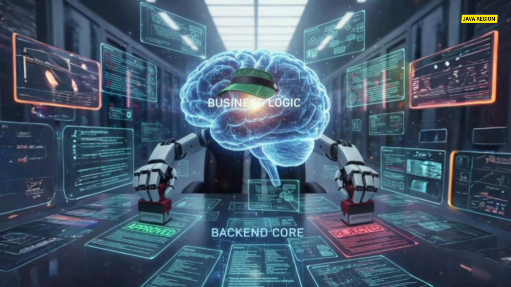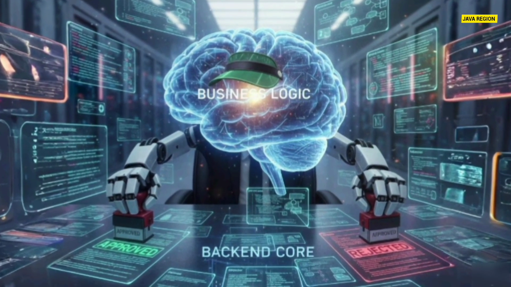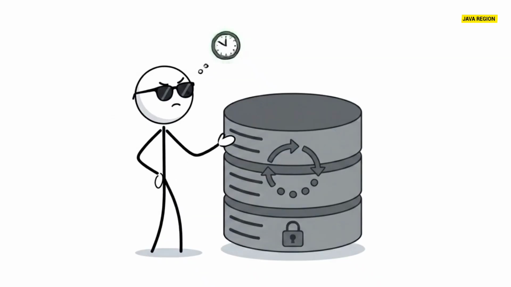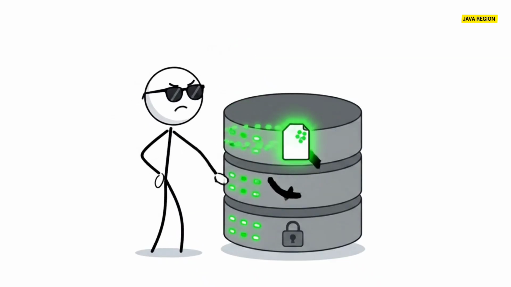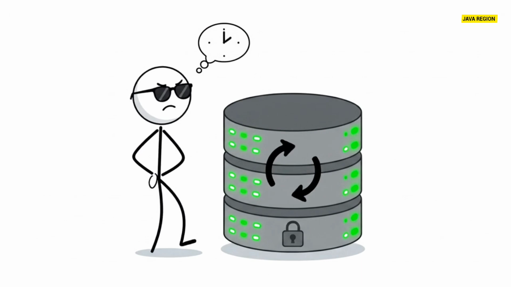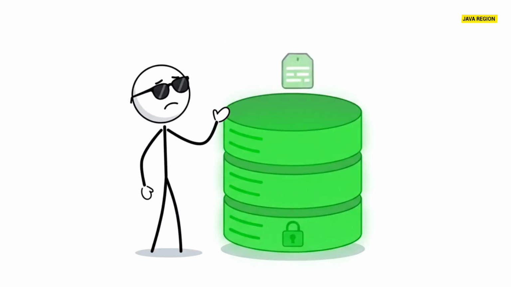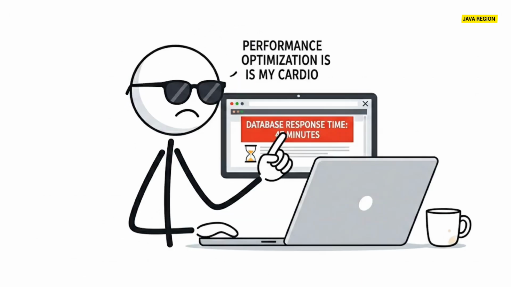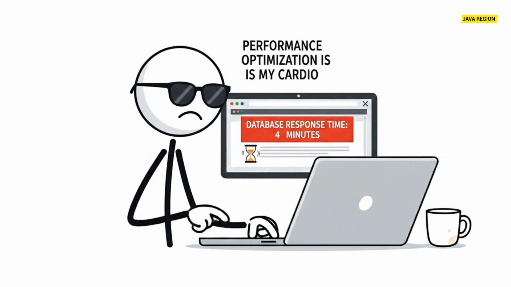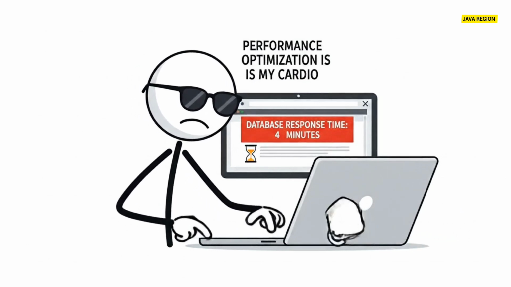Once the request is understood, the backend passes it to the part of the system that actually thinks. This is where business logic lives. No matter the language, this layer decides what should happen next. Is the data valid? Does the user have permission? And does this action make sense at all? This is where most bugs are born, and where developers spend most of their debugging life.